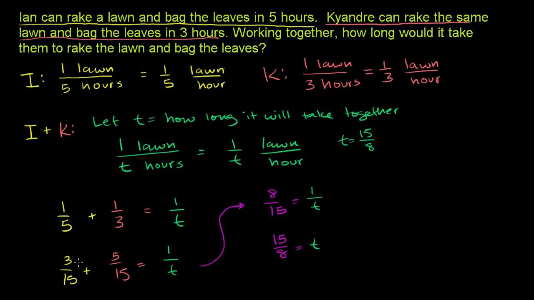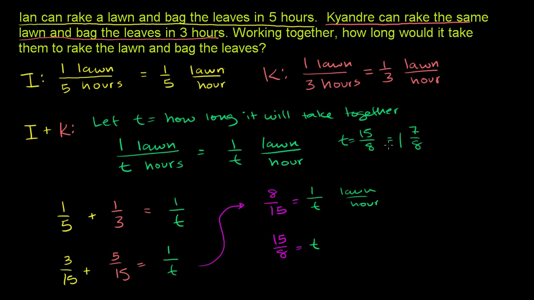This whole time here we had lawns per hour. This was lawns per hour, and this was lawns per hour as well. When we flip it, it becomes hours per lawn, so that's exactly what we want. But 15 over 8 is the same thing as 1 and 7/8 hours.